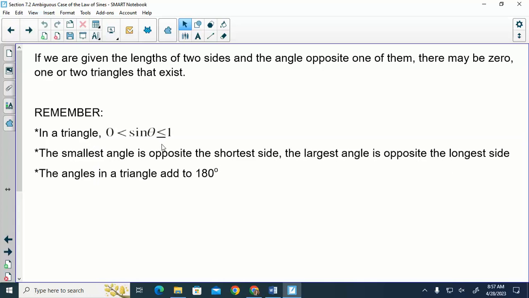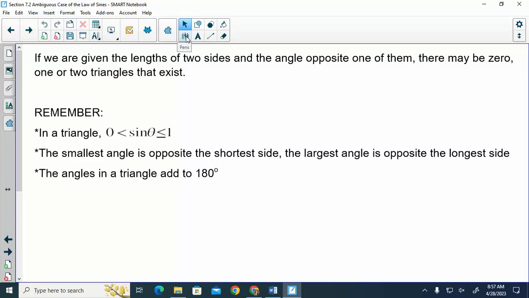Remember, sine has to be between 0 and 1. So if you get like sine theta equals 5, does that triangle exist? No. All the angles have to add up to 180 degrees. So if you add them up and it's more than 180, that doesn't work.